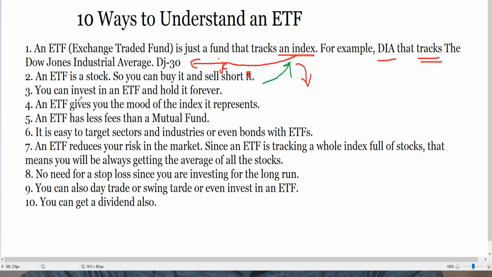Now, number three, you can invest in an ETF and hold it forever. Okay, so what does it mean? If you want just the average of either the whole market or part of the market, for example, the Dow Jones. The Dow Jones is 30 stocks, and the Dow Jones is very closely watched because it is one of the major indexes.